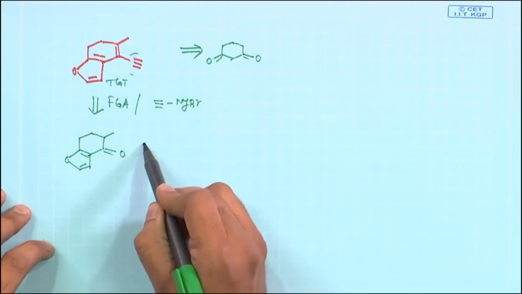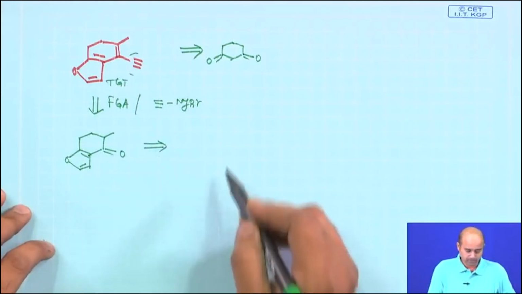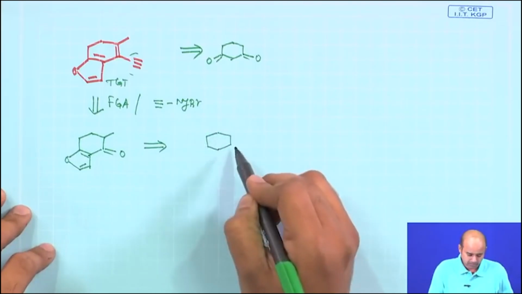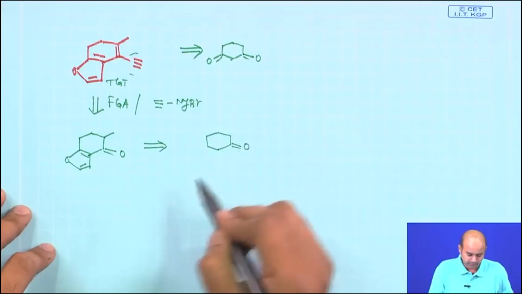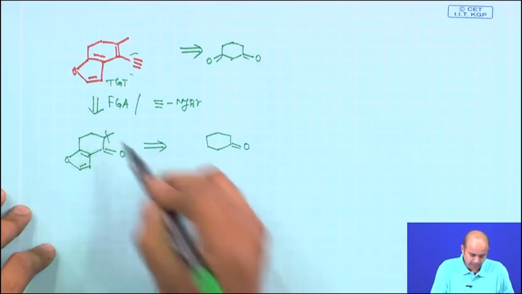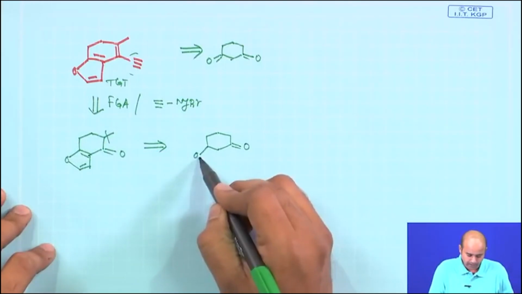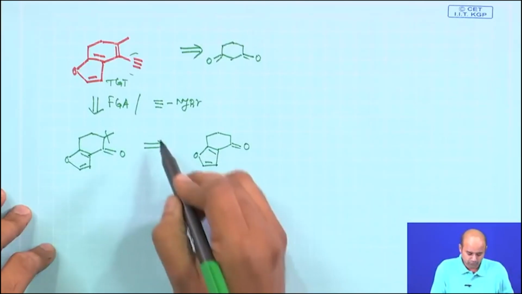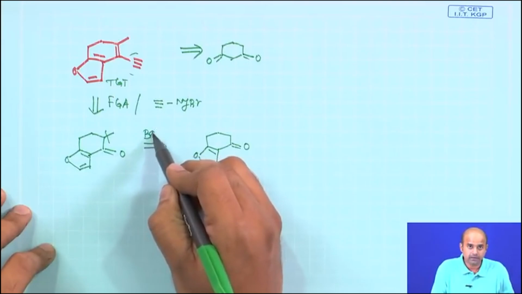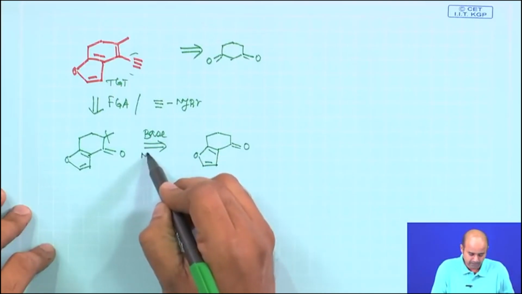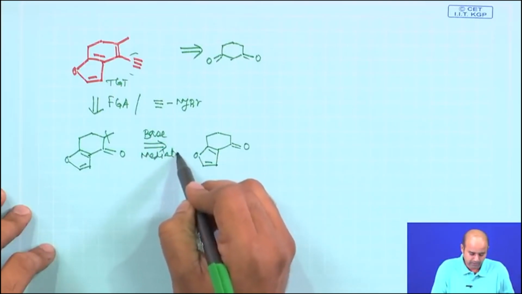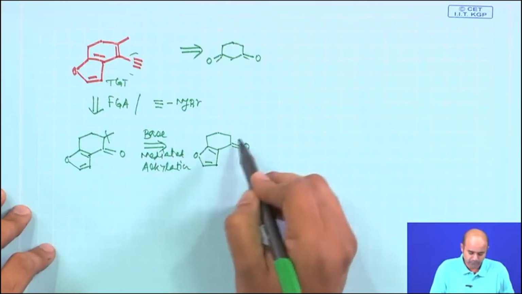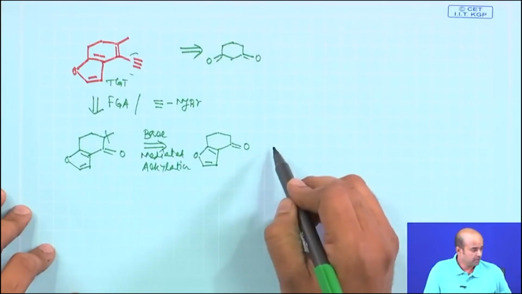So, how can you prepare this intermediate? This intermediate can be prepared by disconnecting this methyl group, which will be introduced at this stage, the remaining part is similar. So, you are basically doing a base mediated alkylation with methyl iodide as an electrophile. This is one of the starting materials.